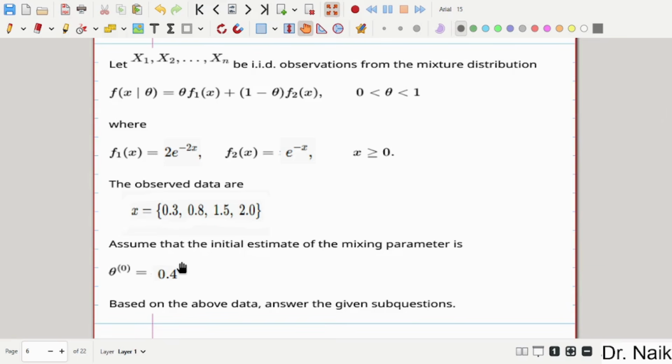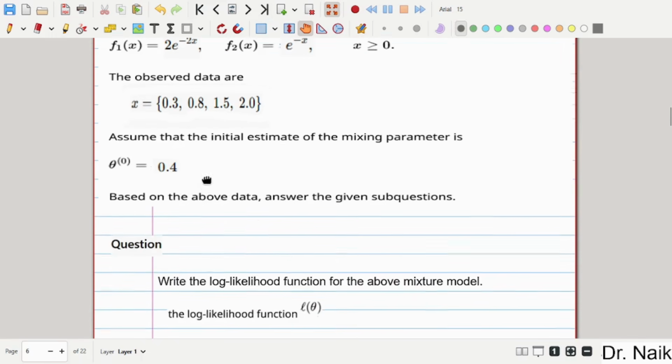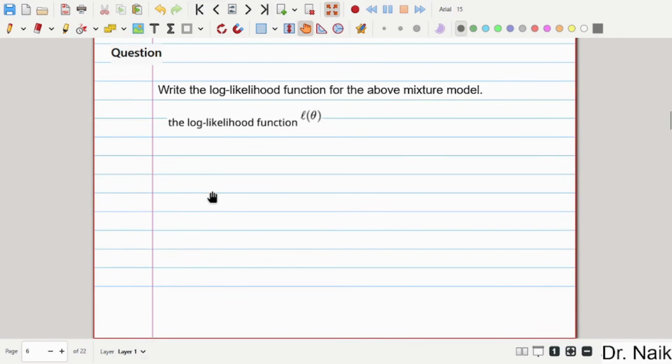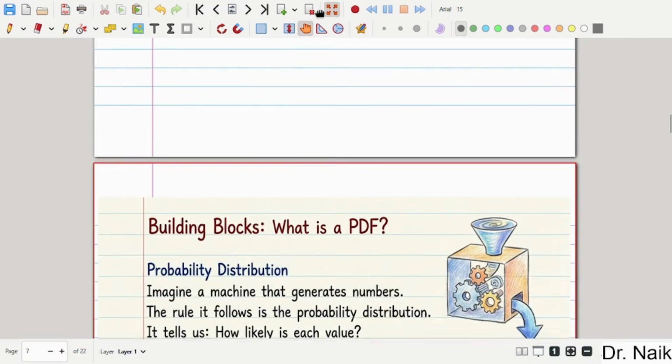Assume that the initial estimate of the mixing parameter theta superscript 0 is 0.4. Based on the above data, answer the given sub-questions. The first sub-question is, write the log likelihood function of the above mixture model. That is, we want to find L of theta.